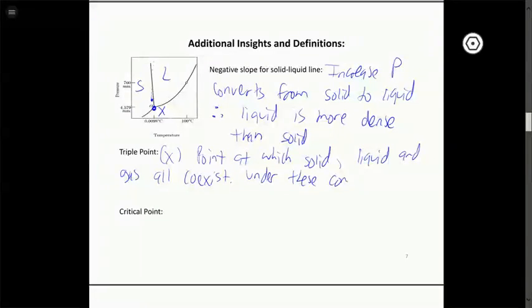And under these conditions, solid and liquid have the same vapor pressure.